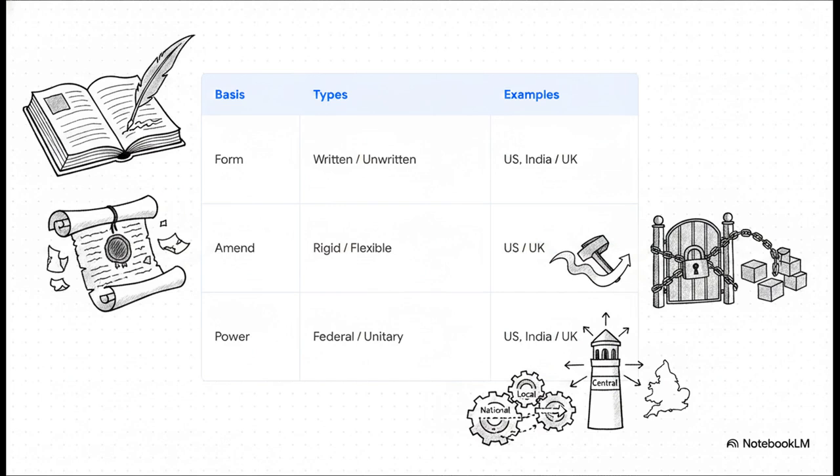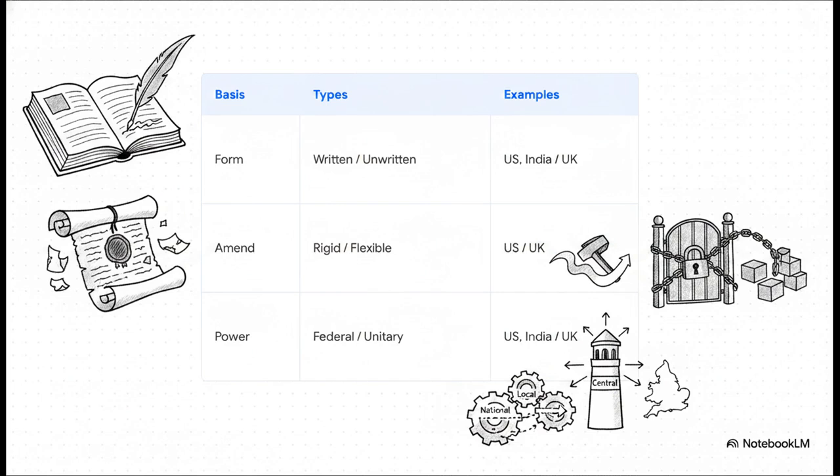Under amendment, remember Bryce, we have rigid versus flexible. The US is highly rigid, requiring a 2/3 vote in Congress and 3/4 of states to amend it. The UK, however, is completely flexible. They can amend their constitutional rules through the ordinary legislative process.